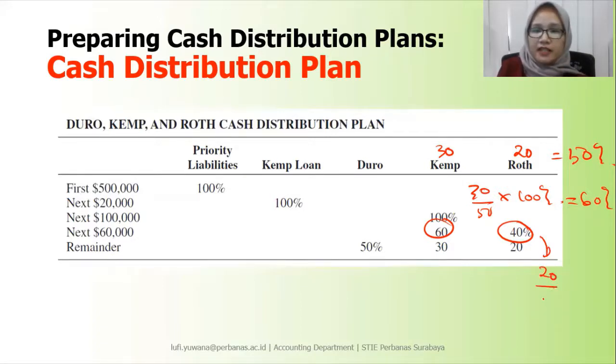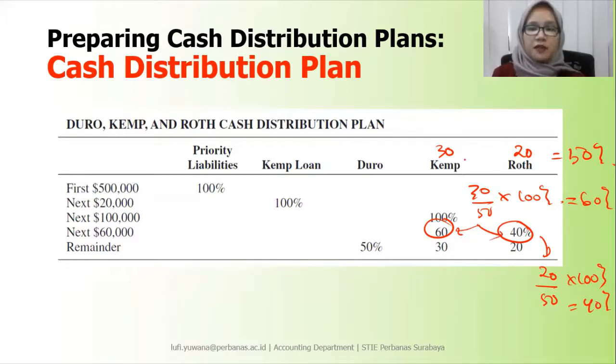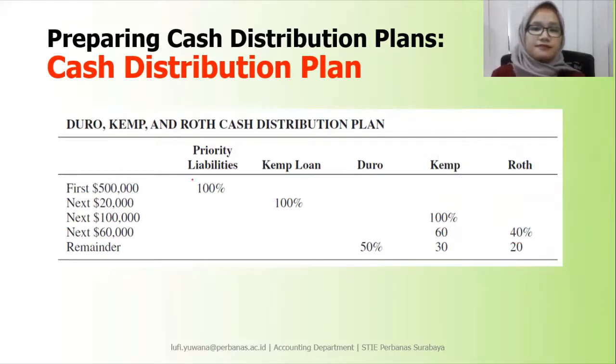It is 20 divided by 50 times 100%, and the result would be 40%. So if you want to find the other form of the percentage, you can do it this way to determine the allocation to each of the partners after they are already deducted by the other partners that do not receive the allocation itself. And the remainder would be allocated based on the initial profit and loss sharing ratio.